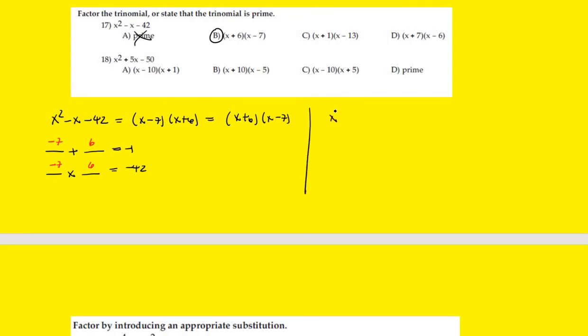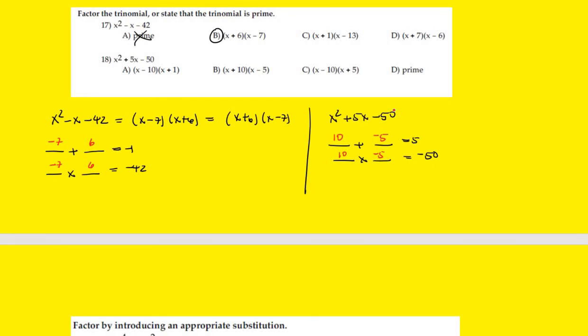This one is x squared plus 5x minus 50. Again, we're looking for two numbers that add up to 5 and multiply to give -50. Oh yeah, it's -50. So let's look at those two numbers. Factors of 50 are 10 and 5, right? But it has to be positive 10 and -5. The reason one of them has to be negative is because we have -50.